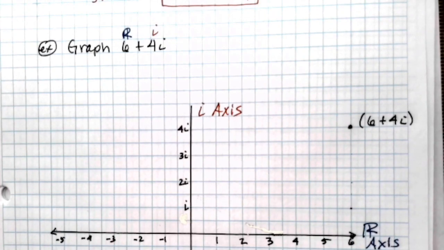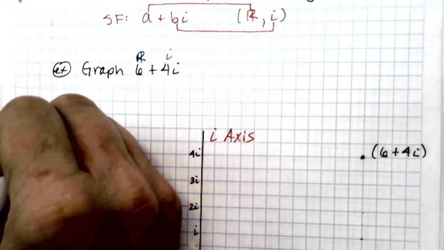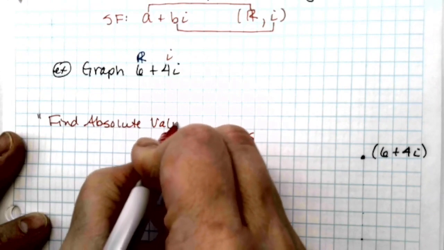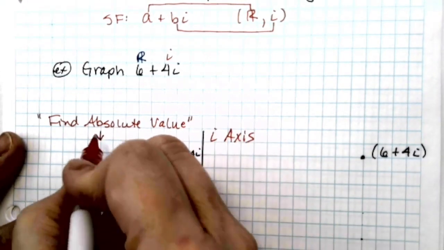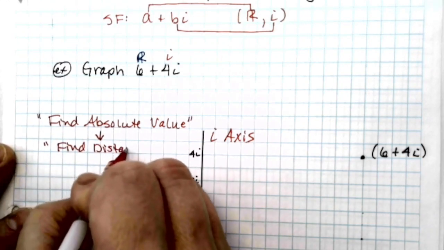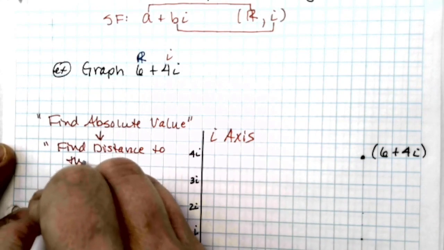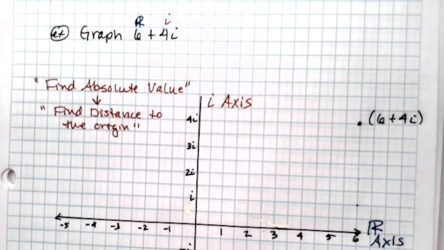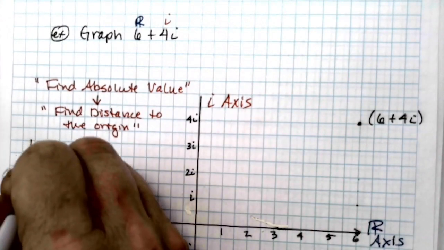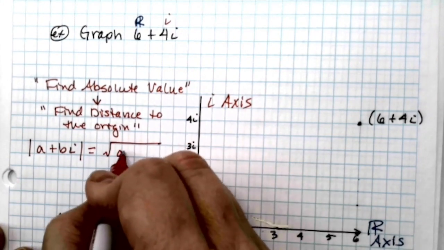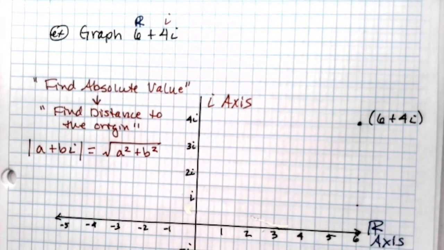All right, so one of the other things that they're going to have you do on your homework is they're going to ask you to find the absolute value of a complex number. They also might phrase it differently and say, find the distance of the point to the origin, which is actually the same math. And both of these processes, the absolute value and the distance of the origin, is the absolute value of a plus bi. And the formula for that is the square root of a squared plus b squared.